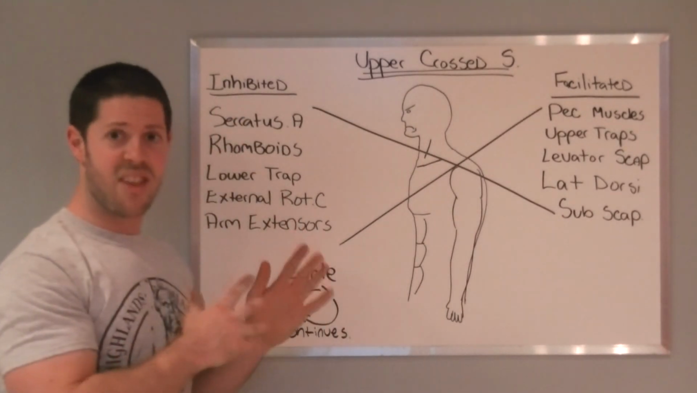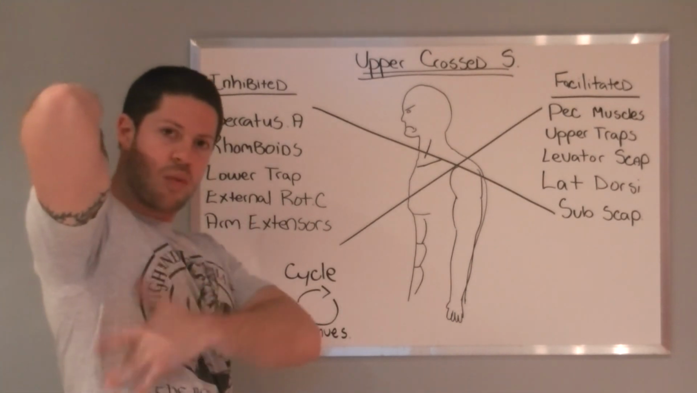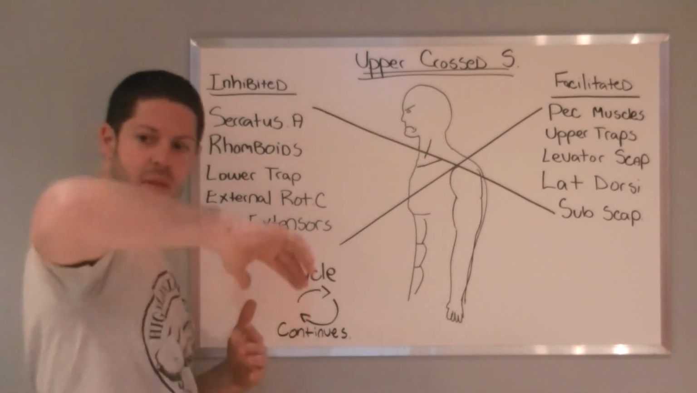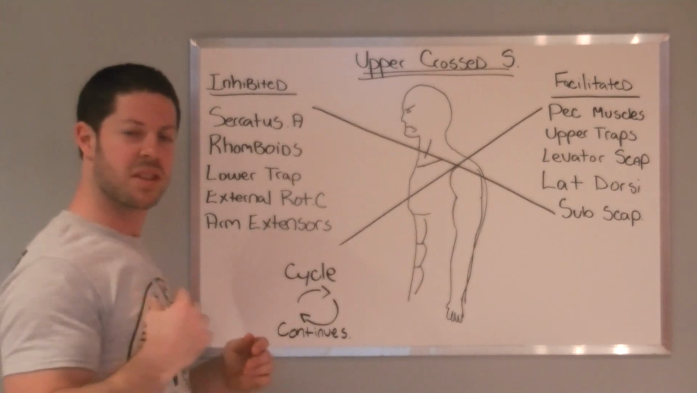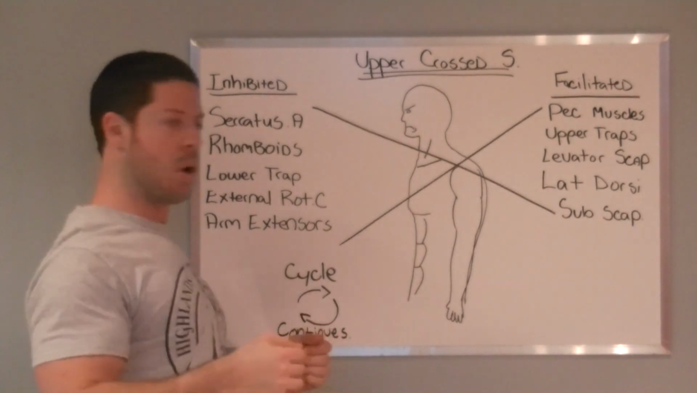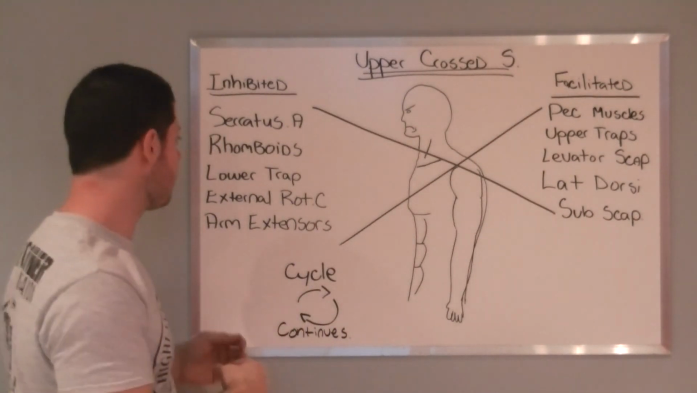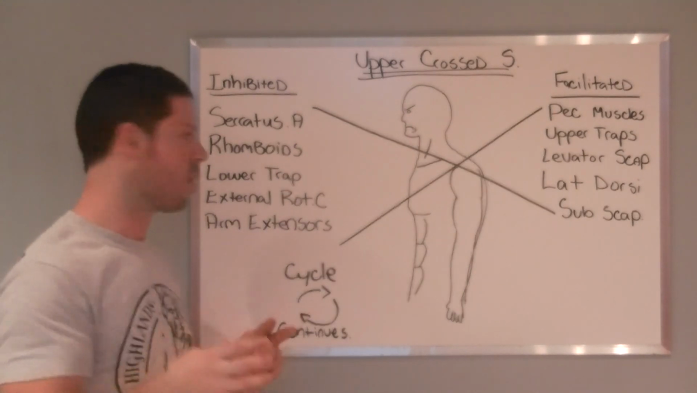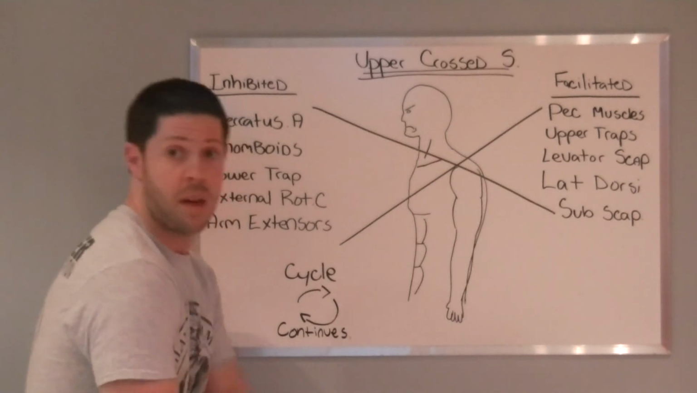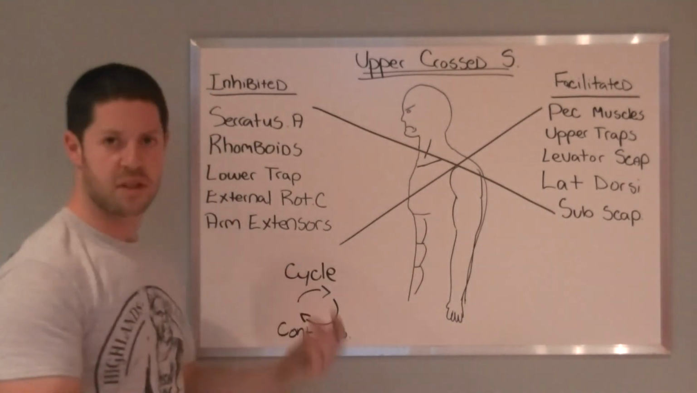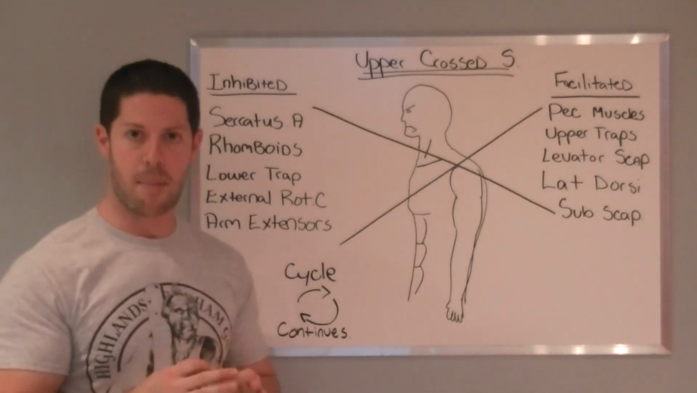The weak side, the inhibited side, are the serratus anterior, muscles right here. They help abduct the shoulder. Rhomboids in the middle of the scapula in the back, they help pull those scapula back, help with posture. They become stretched and weak. Lower traps, same general area. External rotator cuff, makes sense because we're pulled this way, right? They become stretched and weak. And arm extensors, okay? This is a vicious cycle if it doesn't stop.